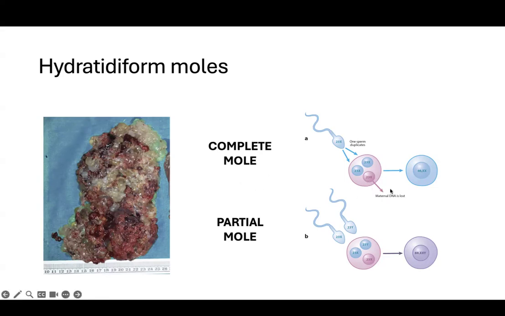In a complete mole, you have one sperm duplicating its X chromosome, forming and displacing the maternal DNA itself. So there is an abnormality in the number of chromosomes and the distribution of them in terms of maternal and paternal ratios. Whereas a partial mole is when you have two sperms fertilizing the same ovum. So the difference is that you just double up the paternal material and then displace some of it.